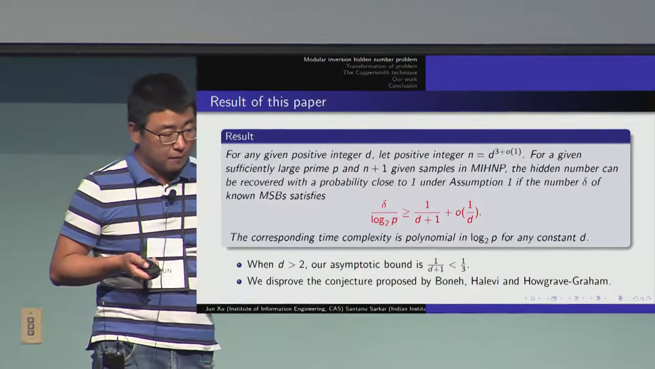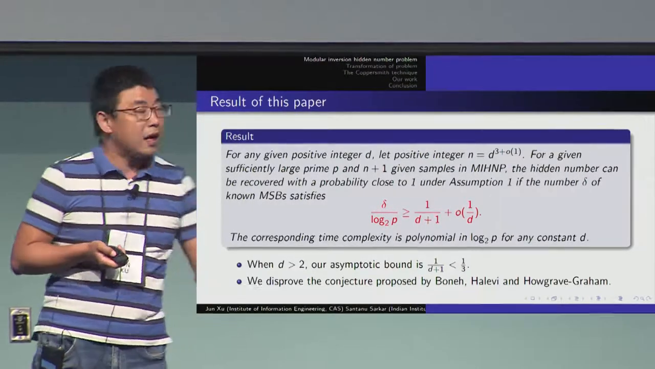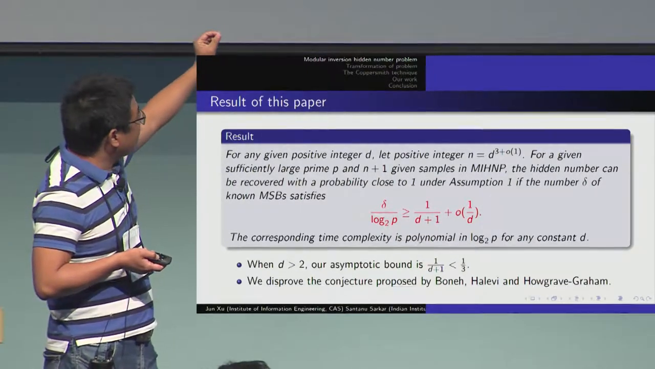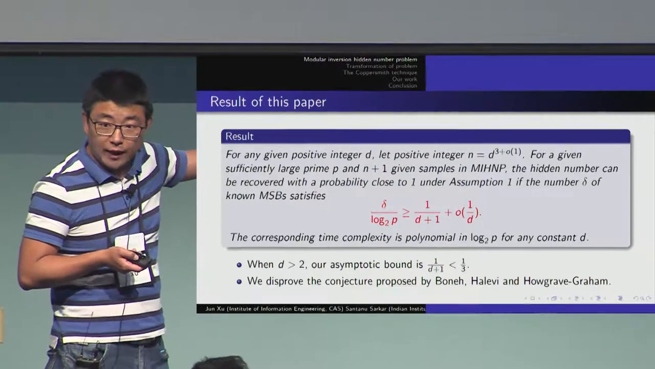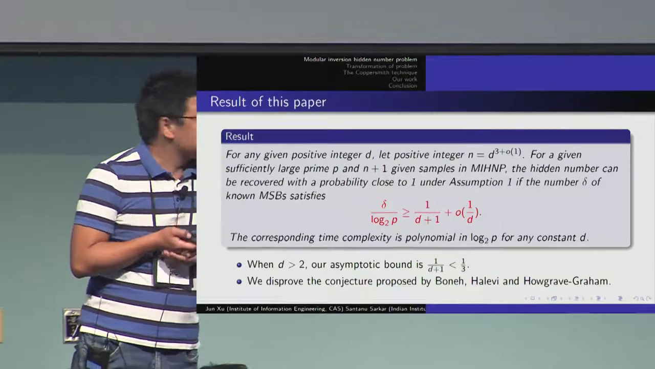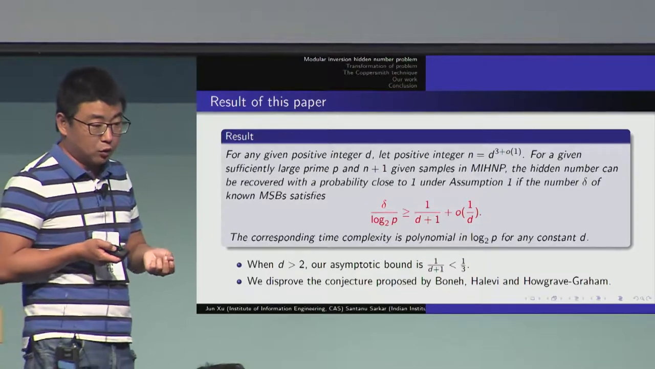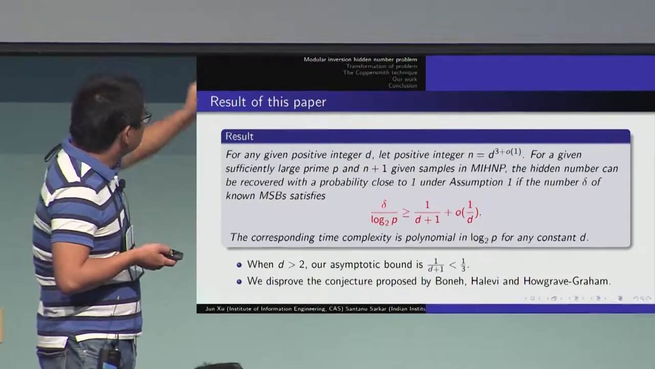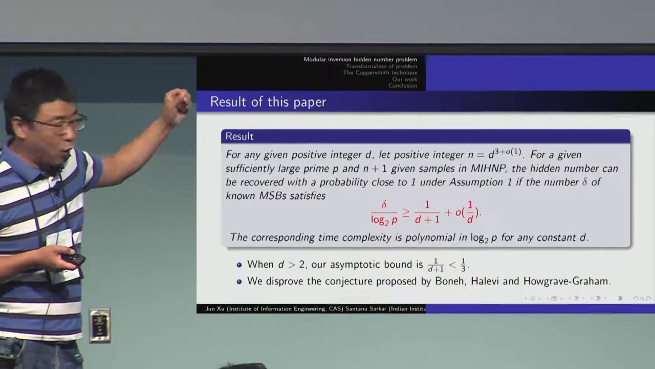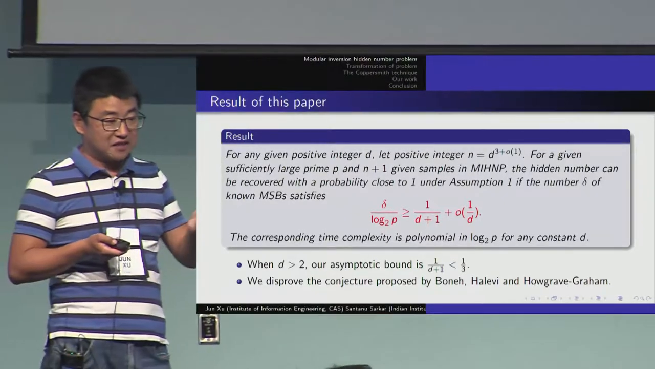In this paper, we give a new bound. This bound is delta over log P larger than 1 over D plus 1, where D is any given positive integer. So when D is larger than 2, our bound 1 over D plus 1 is smaller than the previous bound, 1 over 3. In other words, we disprove a conjecture.